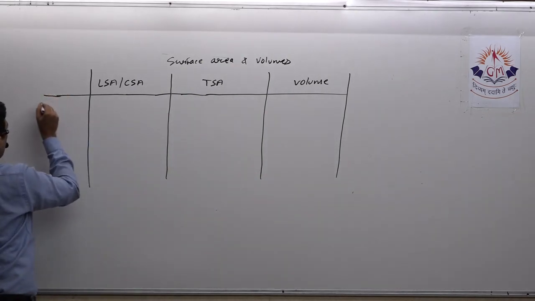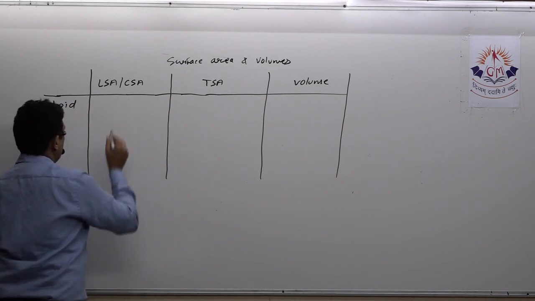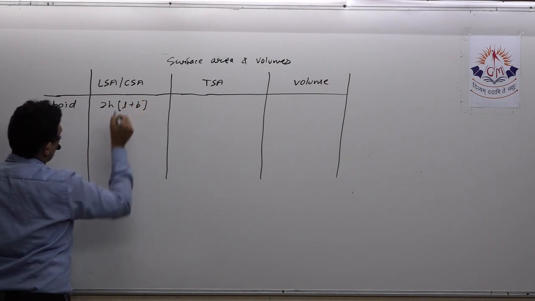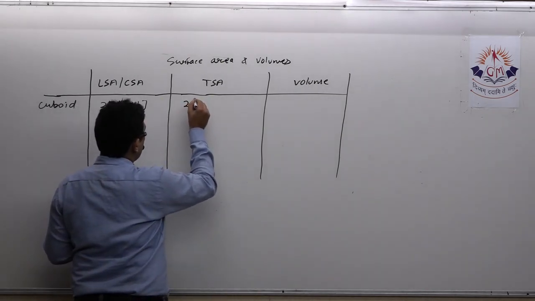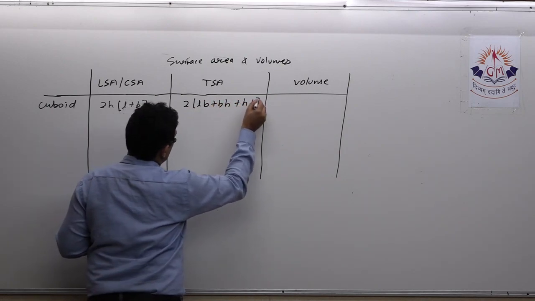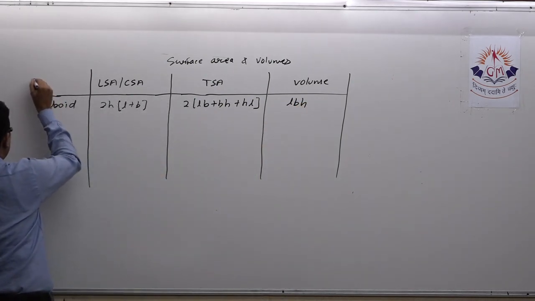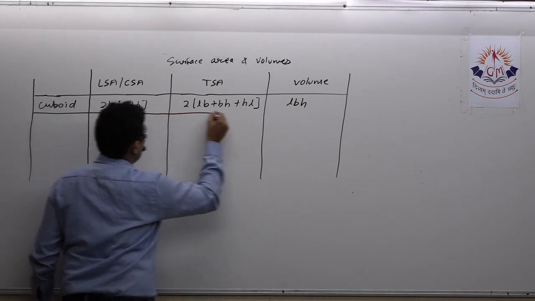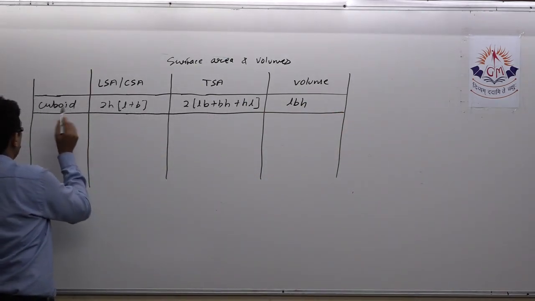So for cuboid, I'll start with cuboid. Curved surface area is 2H(L plus B). Now curved surface area or lateral surface area means area of four walls. Total surface area is twice of (LB plus BH plus HL) and volume is LBH. That is for cuboid. Now next we will see for cube. After cube we'll see the cylinder, then sphere, hemisphere, then cone.